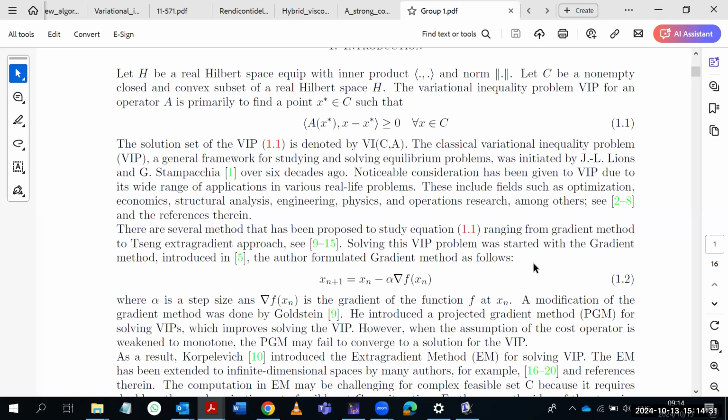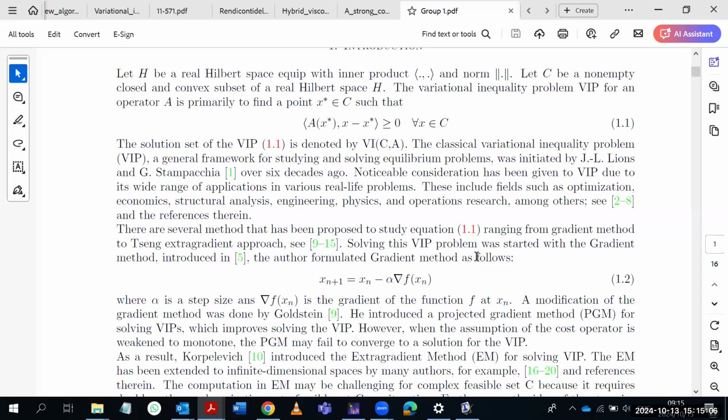Any method that you are going to use to solve a variational inequality has to be associated with the projection operator. So 1.2 has no projection operator, so it's not possible. There's nothing like gradient method for variational inequality. It is rather projected gradient method. It is PC of xn minus alpha gradient of f of xn. So that's the method that is used. And this method that you're seeing here is even used for solving minimization problem, not variational inequality.